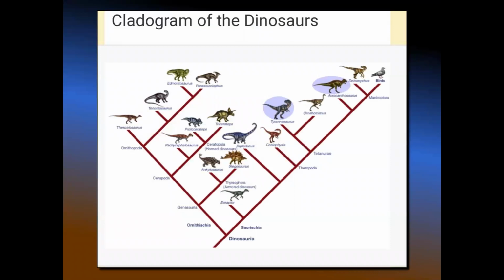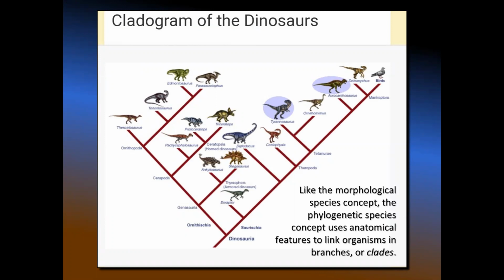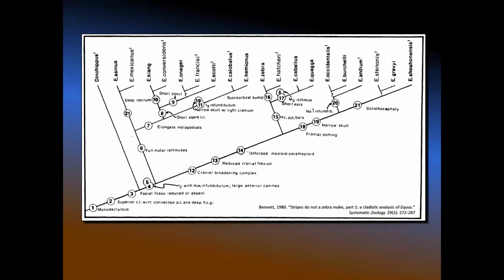And so, for example, here's a cladogram of the dinosaurs, and this is exactly what they've done with various anatomical characters. I emphasize that this uses anatomical characters the same as the morphological species concept does. The phylogenetic species concept uses anatomy to link organisms into branches, or in this sense, what are known as clades. That's why another name for the phylogenetic species concept would be cladistics. And so you have these different clades of dinosaurs all branching out, and they're linked by shared derived characters. Are there challenges with this? You had to have seen this coming. Yes, there are challenges with this.